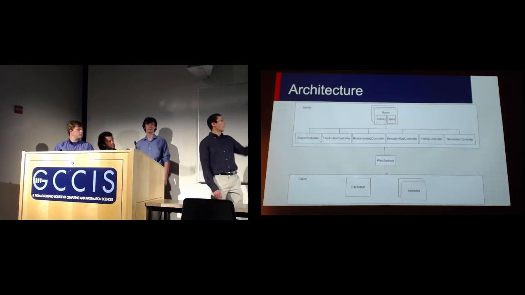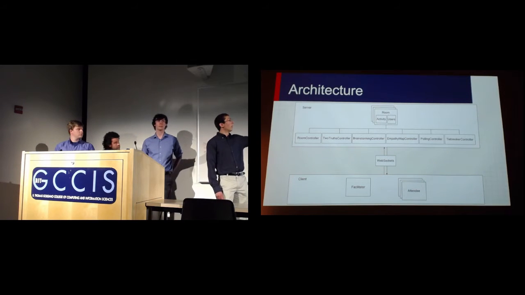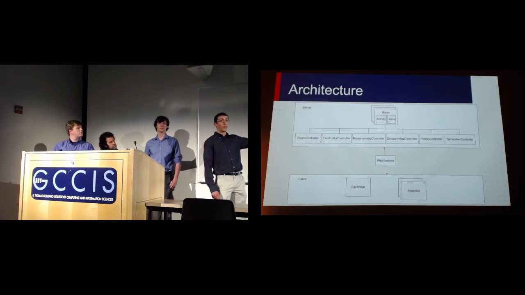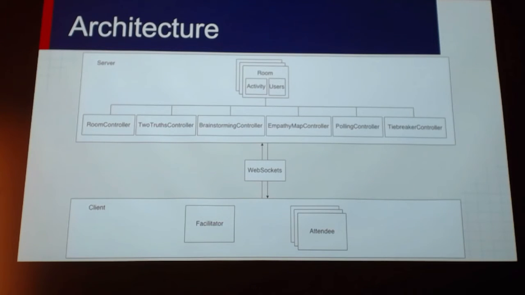So this is just a high-level architecture diagram. It's important to note that we've got multiple rooms at the top there because our system does support multiple meeting rooms. We've also got different controllers to handle messages for each of the 5 activities that we'll show you in the demo, and a room controller which handles users being able to join and leave the meeting rooms. And in the middle there, we're using WebSockets for the communication. It allows for bidirectional communication, so we can actually send messages directly from our server to the client.